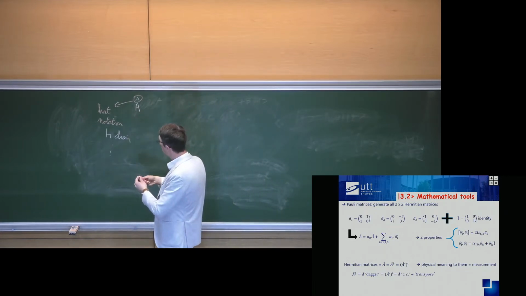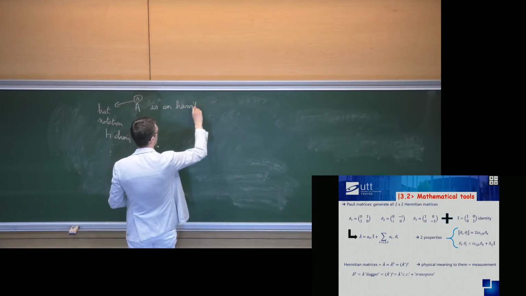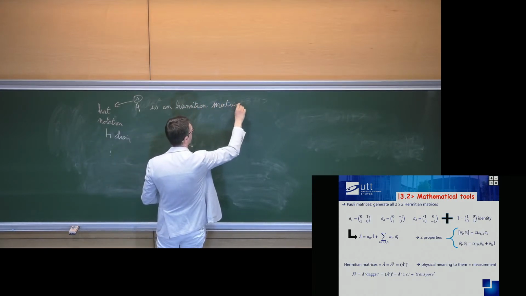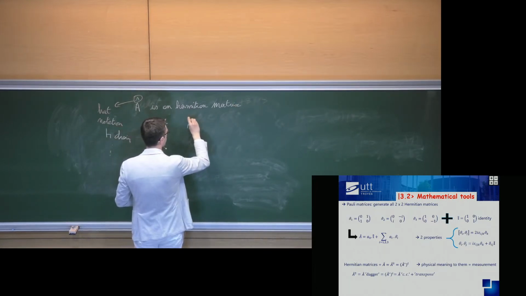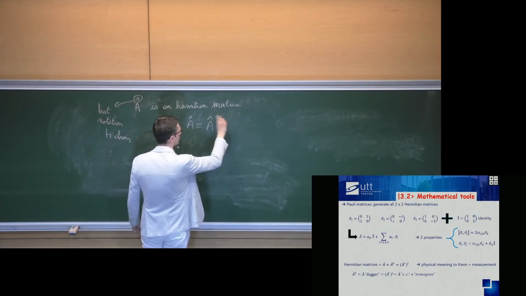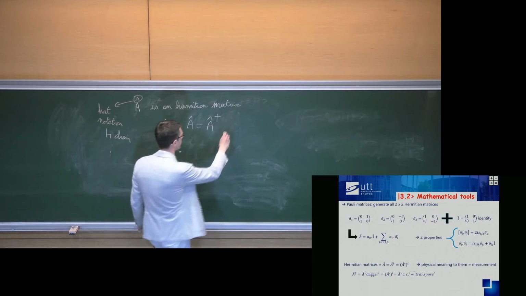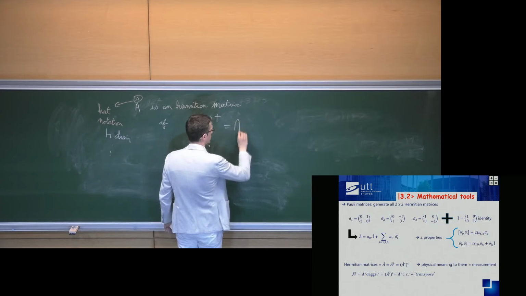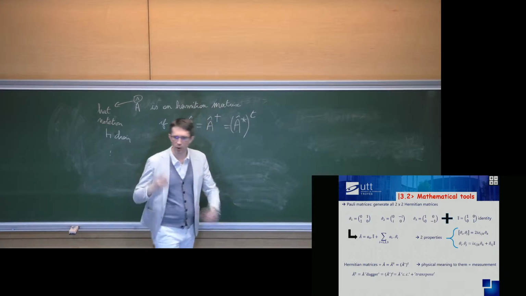So A is a Hermitian matrix if A, with the hat, equals itself with this dagger sign. And what is this dagger sign? As you can see here, this dagger sign is the combination of two things: the complex conjugate and the transpose.